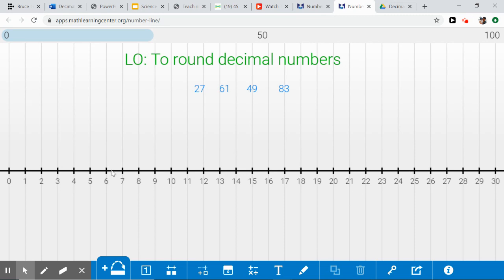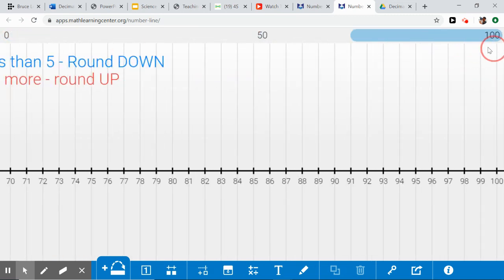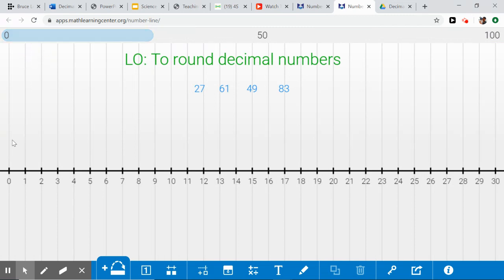So here I've got my number line, and I've started from 0, and it goes all the way up to 100. And it goes in intervals of 1. 1, 2, 3, 4, 5. So it's going up in whole numbers. So first of all, I want to round 27 to the nearest 10.